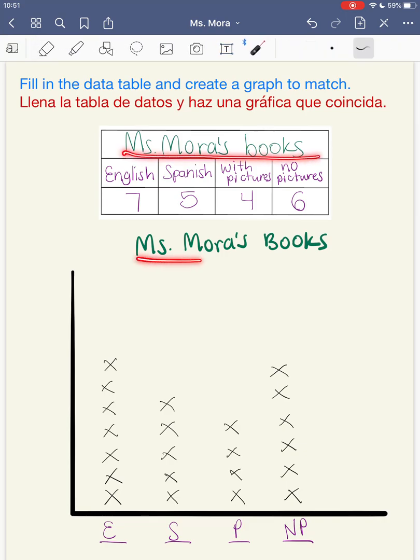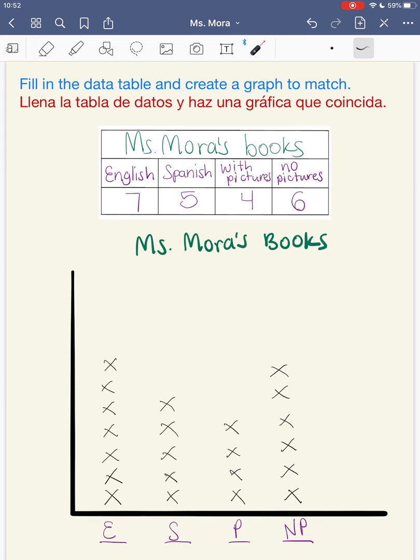I have my title. I have my categories, which are down here. And I have my numbers, my data, which are here. 7, 5, 4, and 6. Alrighty? And that is it. Okay, so this is my example.